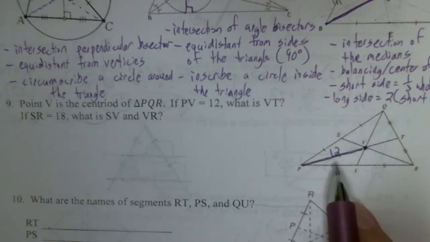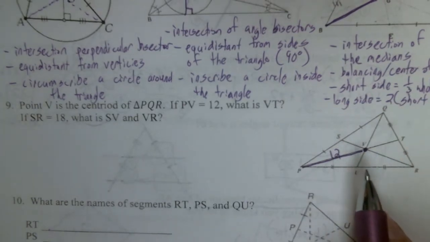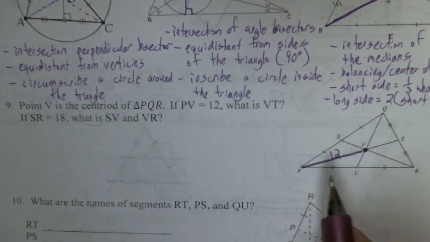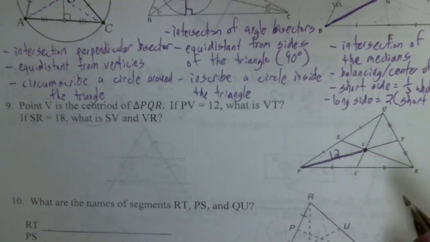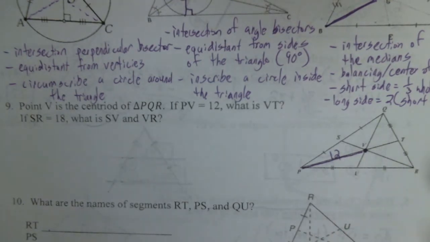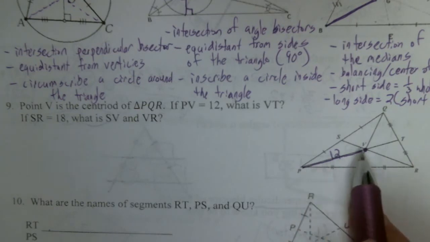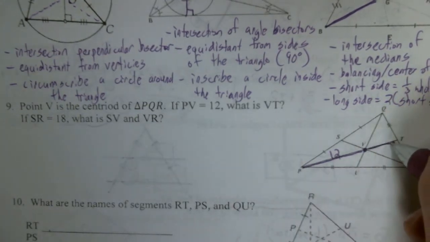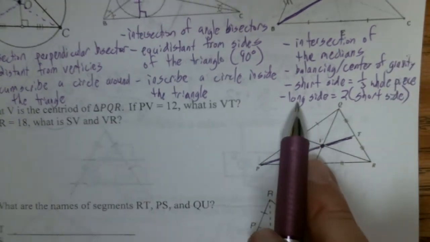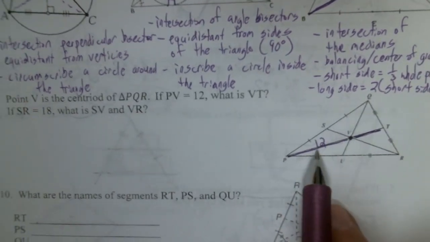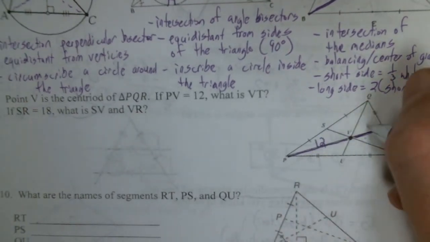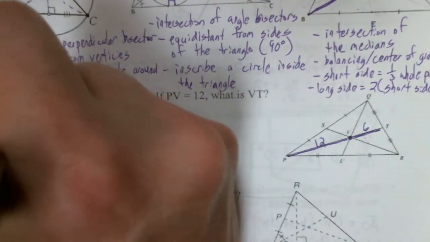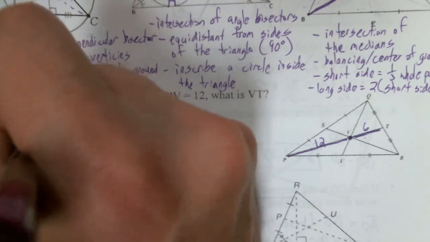Now, is that the long piece or the short piece? With the centroids, guys, it's going to be clearly obvious which one is the long piece and which one is the short piece. I know we say put your eyeballs in the trash can, but this is one time where one side is clearly longer than the other. It's asking for VT. Remember, the long side is twice the short side. So if that's 12, then the short piece has to be half of that. So VT is equal to 6.